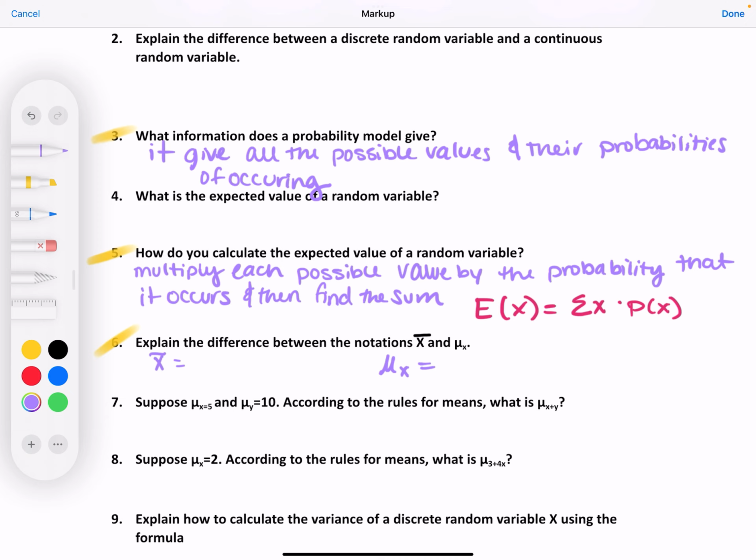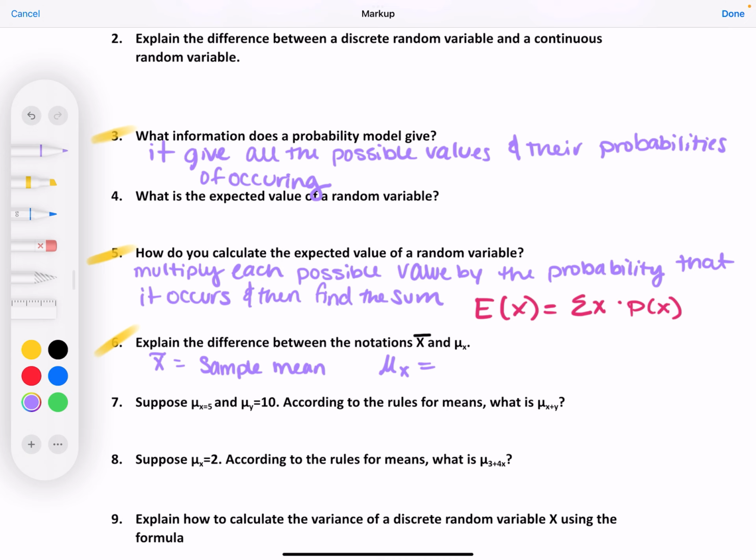One's a population and one's a sample. Which one's which? X bar is the sample. No, other way, population. Try again. I really thought it was the sample. X bar is the sample mean.